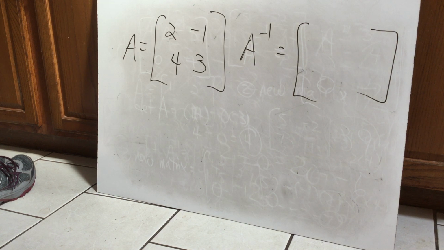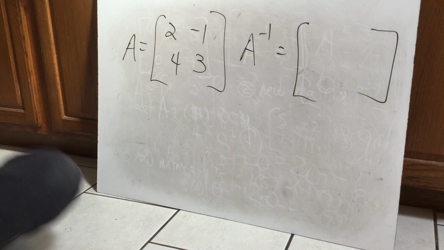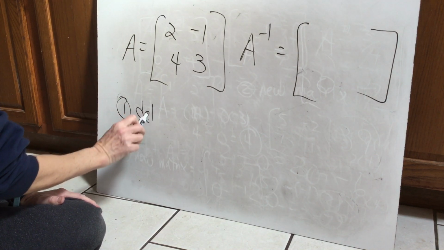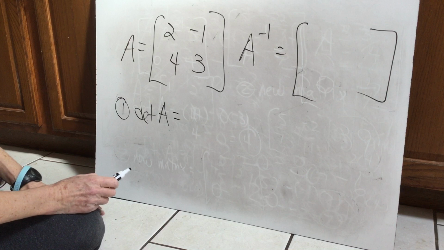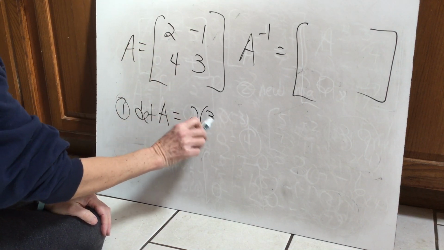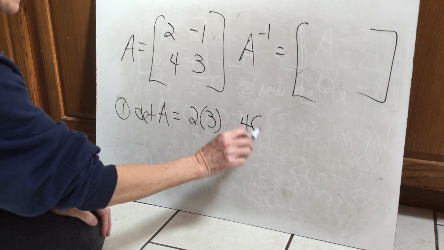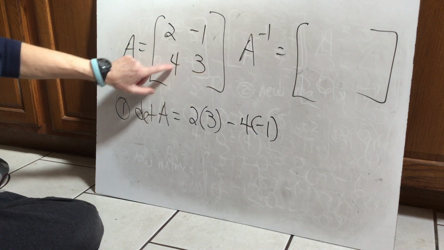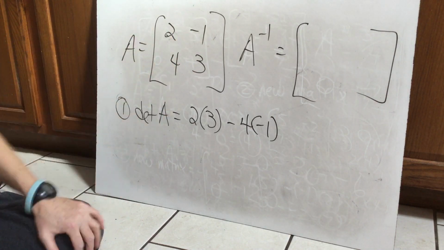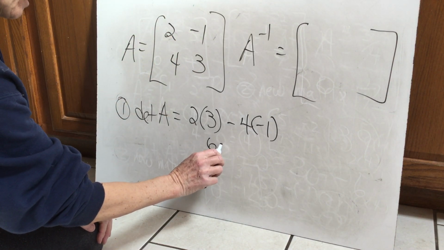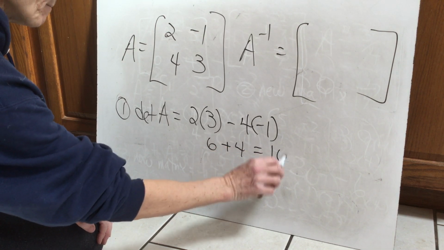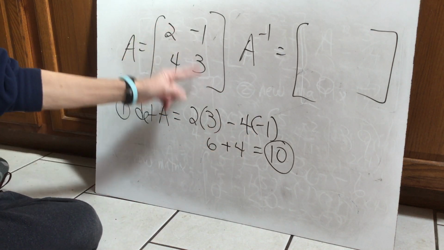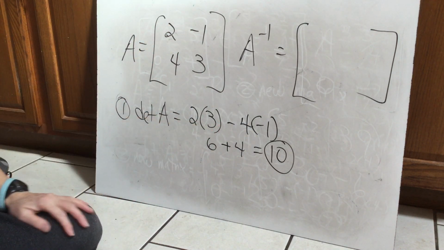So, who remembers what step 1 is? I know some of you out there are saying, find the determinant. So here we go. 2 times 3, 4 times -1, and subtract them. So that's going to be a 6, actually plus 4, that's going to be 10, because it's 6 minus a -4. So the determinant is 10.